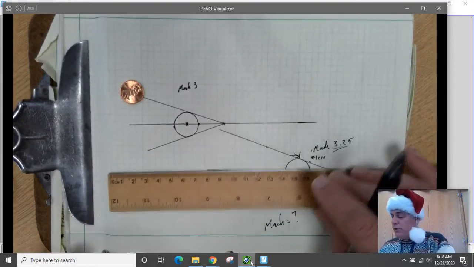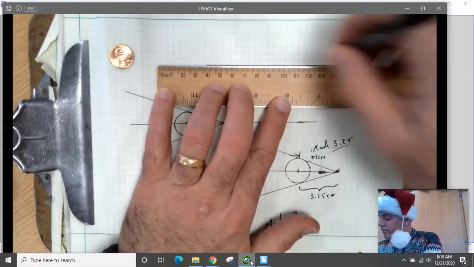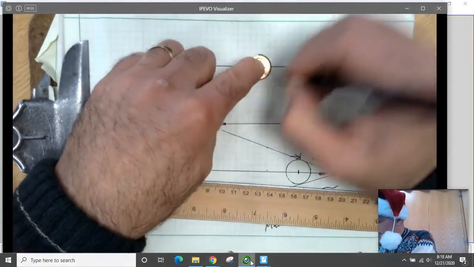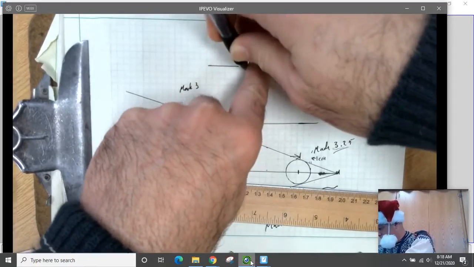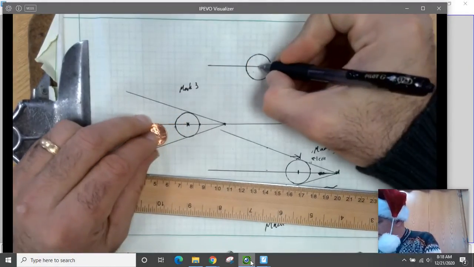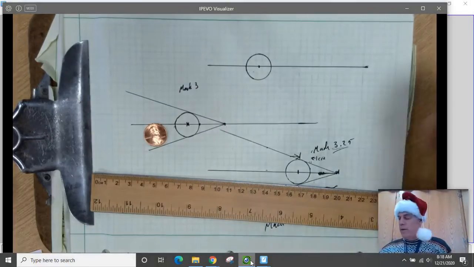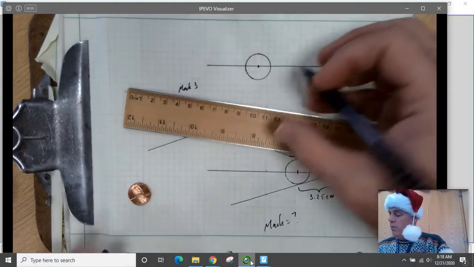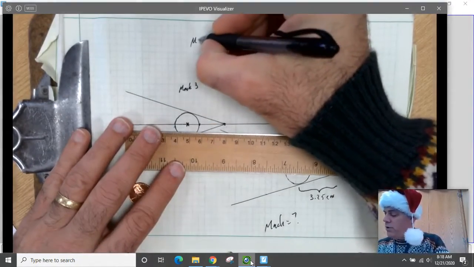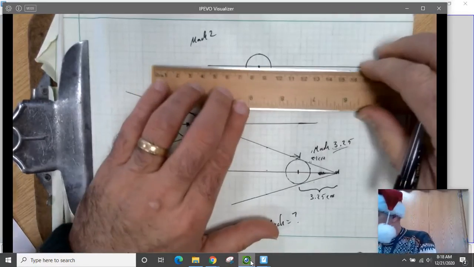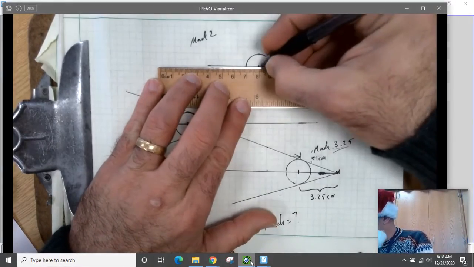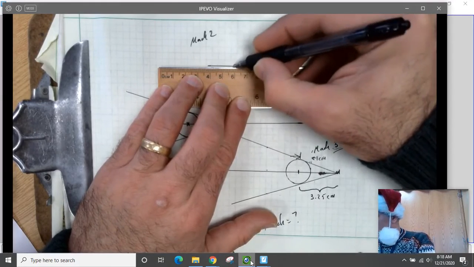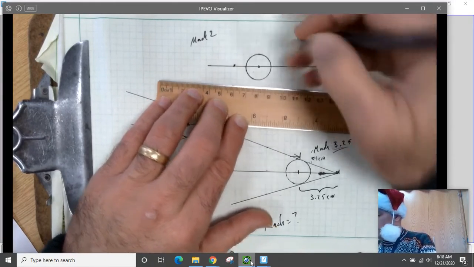Okay, so to summarize, you draw a line, you draw a circle around your penny so that it is centered on the line. You mark the center, and then you say, well, what Mach number do they want us to give you? I'm going to say Mach 2 on this one. So I'm going to measure 2 centimeters from the center of the circle because the plane went 2 centimeters when the sound went only 1.